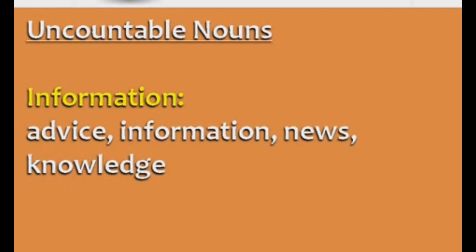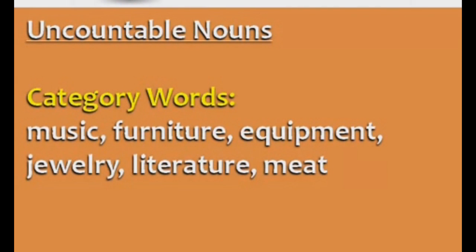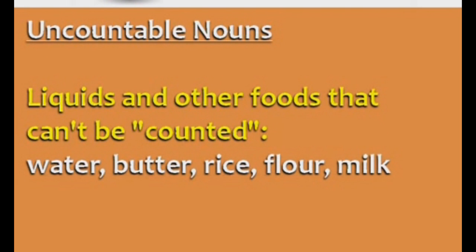Words related to information are also uncountable: advice, information, news, and knowledge. Category words are often uncountable: music, furniture, equipment, jewelry, literature, and meat. Finally, there are liquids and other foods that can't be counted: water, butter, rice, flour, and milk.